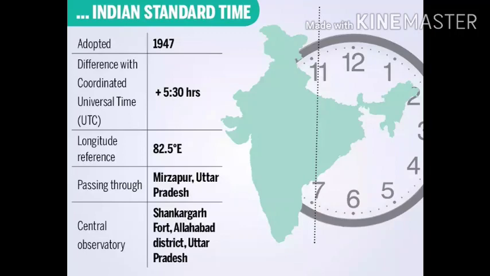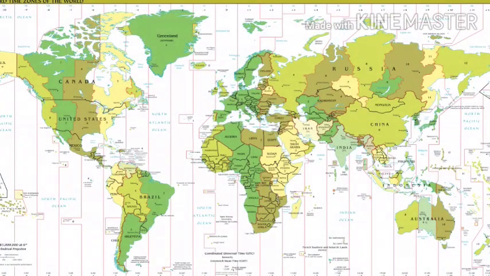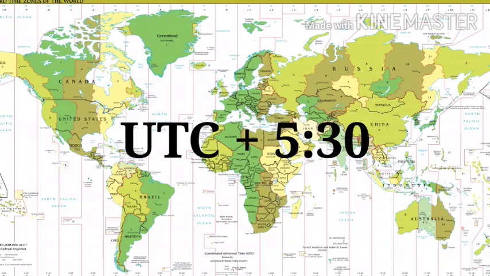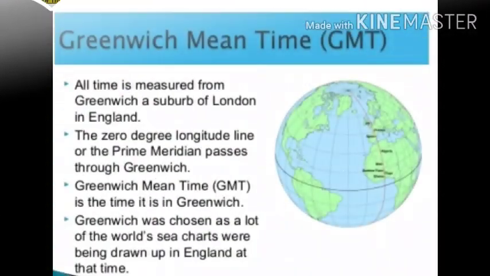IST is the official time for the whole of India and is 5 hours 30 minutes ahead of UTC. UTC stands for Coordinated Universal Time. So are you wondering why 5:30 is considered the time offset of IST? So let me tell you.